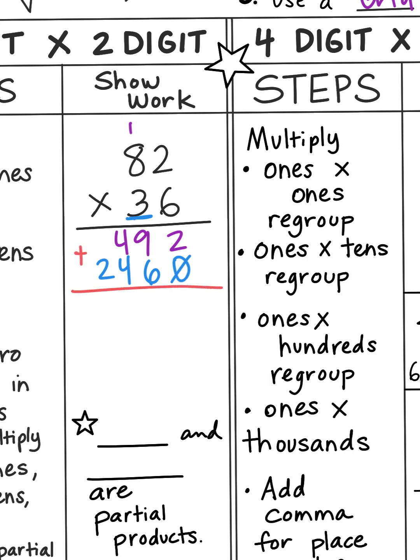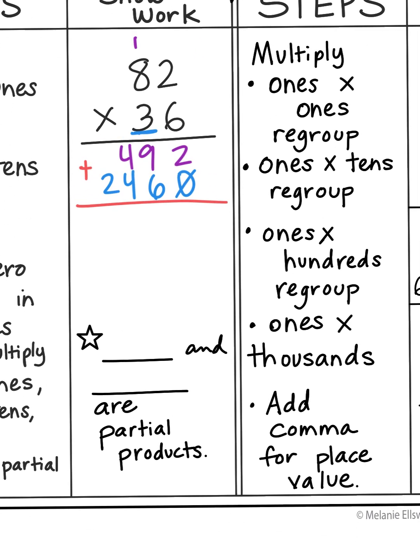So before I add them, I want you to make a note down here that 492 and 2,460 are partial products. So I will say that a lot as we are multiplying multi-digit numbers. Even when we start multiplying decimals, you will hear me saying partial products a lot. A partial product is just part of the overall product. So before you add them together, you are left with your partial products. So I'm going to go ahead and add these.